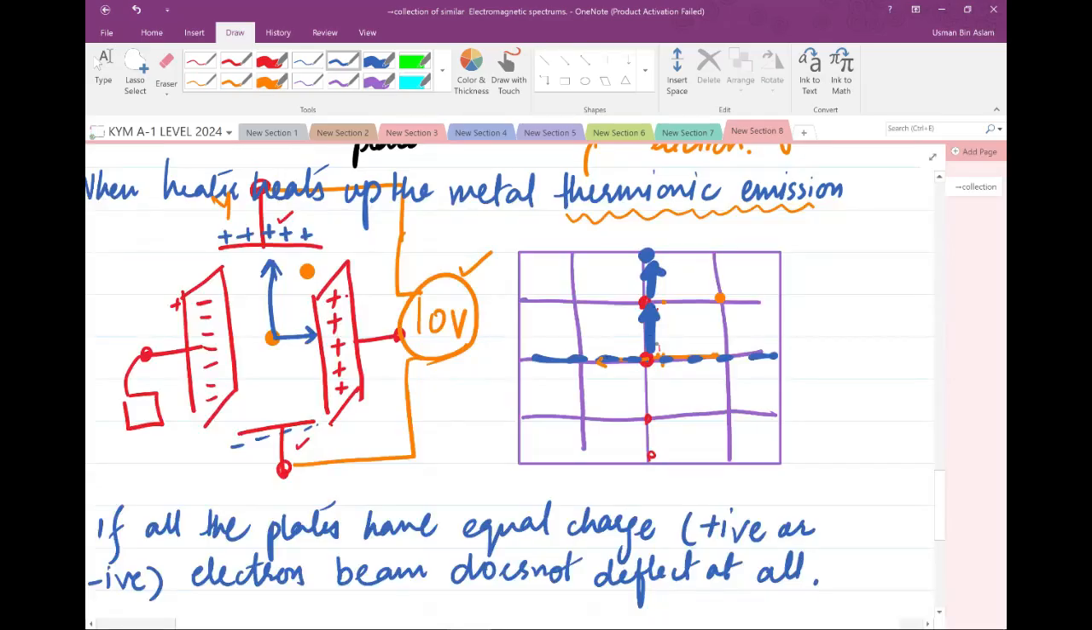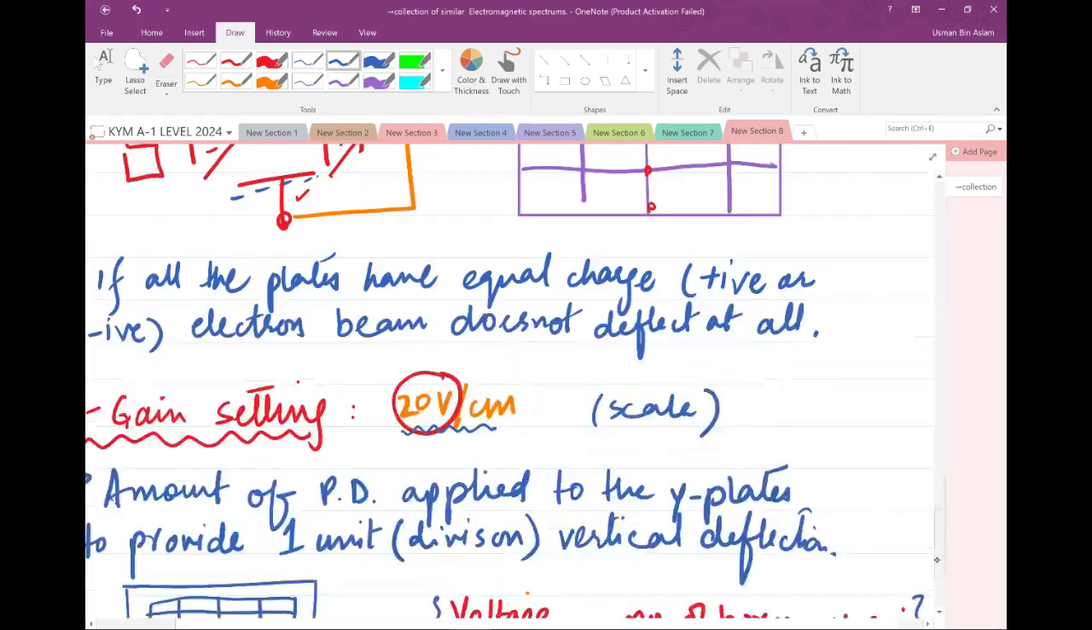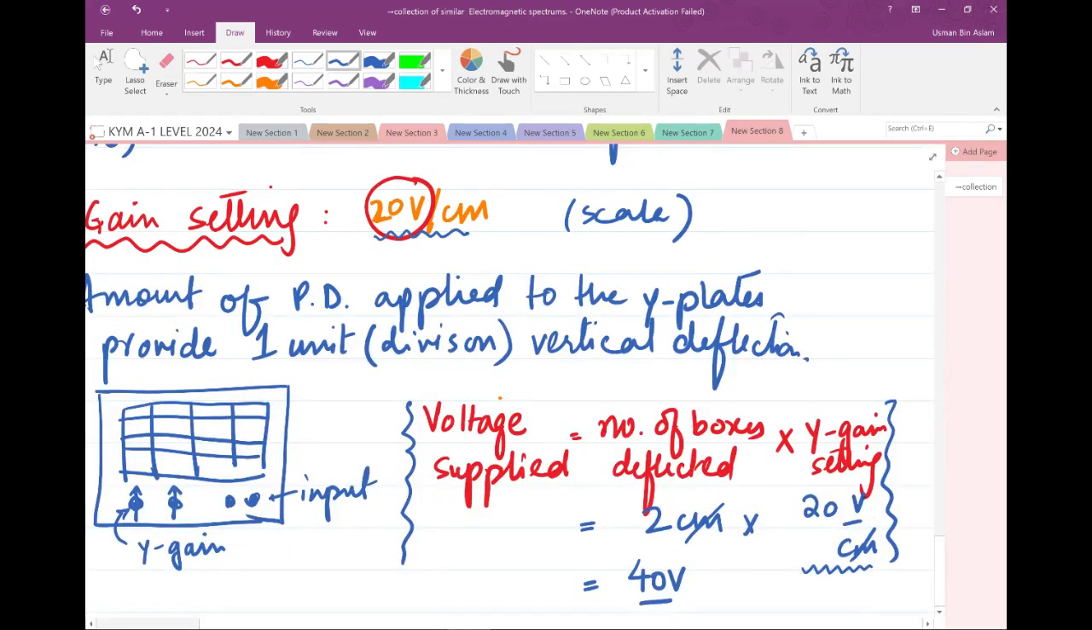So, sir, just one box is 20? Yes, one box, because the setting was 20 volts per centimeter. So one box deflection would represent a voltage of 20. So if the electron beam deflected two boxes, that would mean 20 plus 20, so it comes out to be 40. Okay. Sir, what about the units? Okay. The Y gain setting has a unit of volts per centimeter. So you did the units with these values. Yes, with the values only.